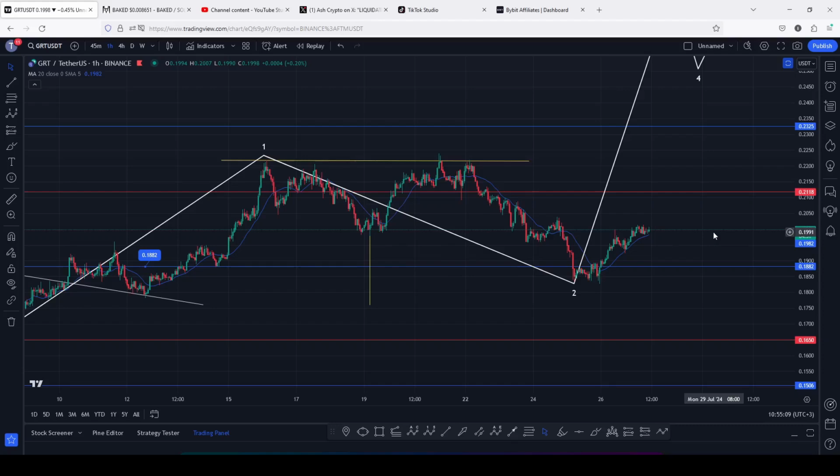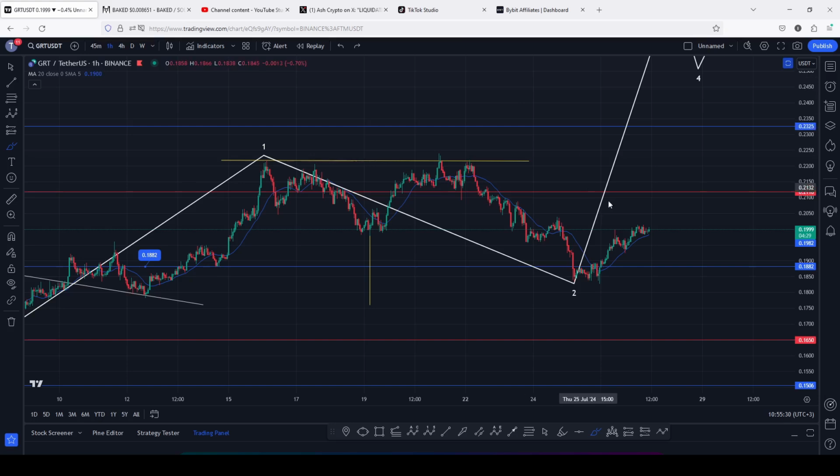GRT's massive breakout is just getting started, and this is playing out after we started a very nice bounce on a key area of support above the 0.1882. At the time of this recording we have also managed to break above the 20-day MA here on the 1-hour chart, flipping it back into support.